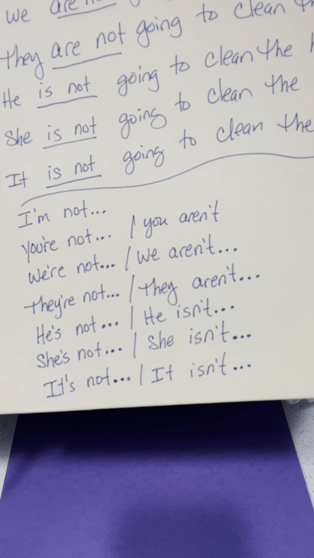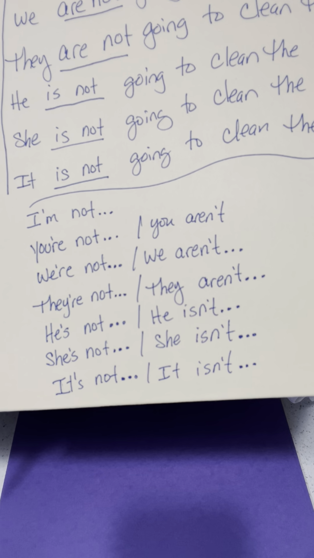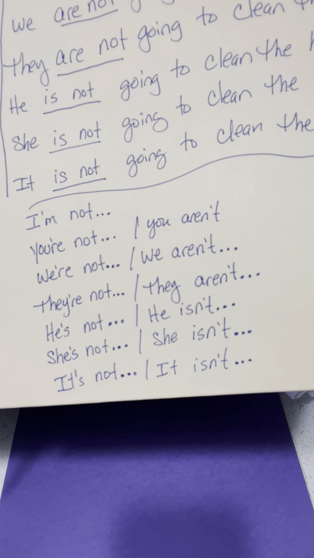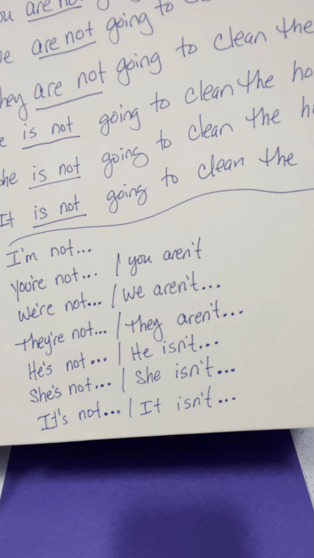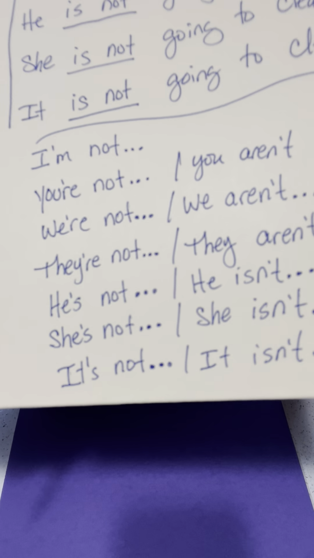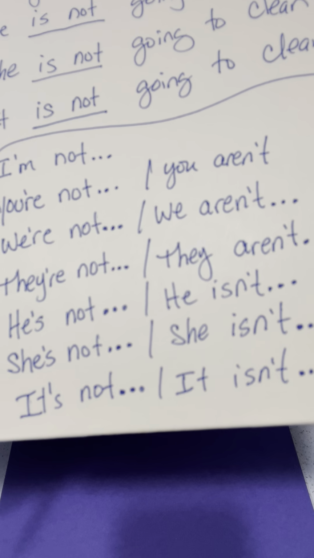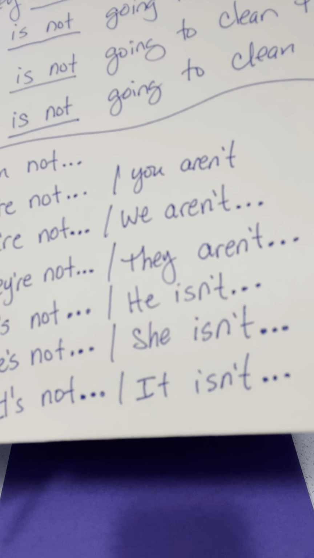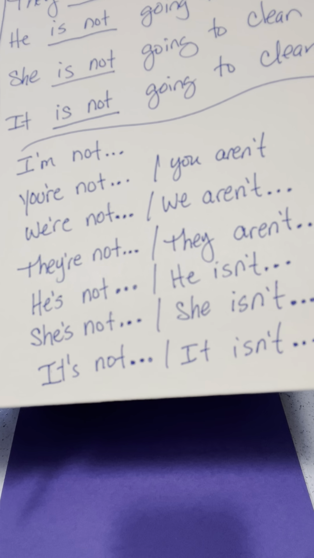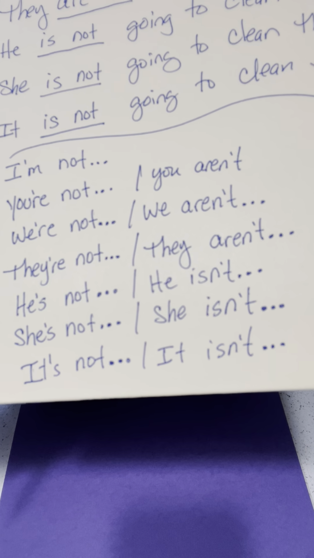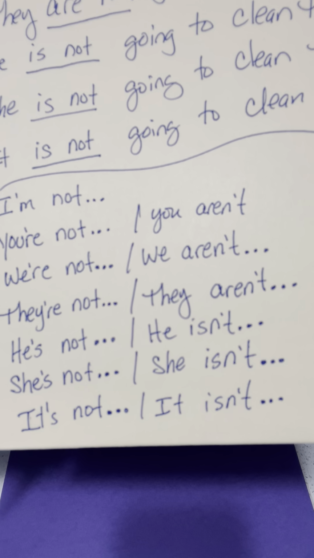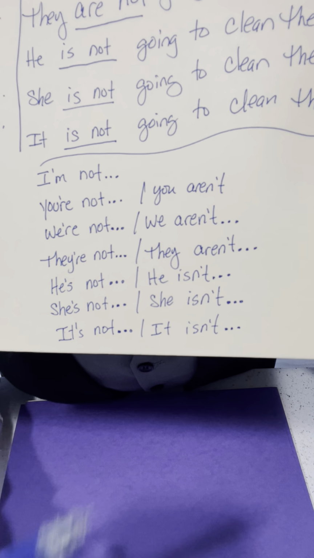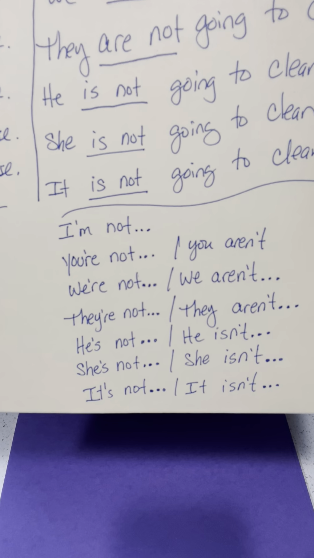He's, that's a contraction of he is. He's not going to clean the house, or I can contract is and not and say he isn't going to clean the house. And of course the same with she. She's not going to clean the house. She isn't going to clean the house. And lastly, it's not going to clean the house, or it isn't going to clean the house. So both are correct. It's just a matter of which two words you contract.